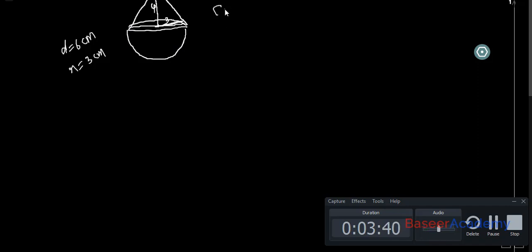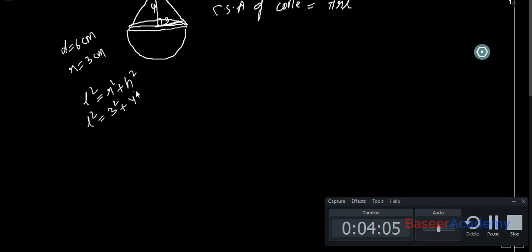First, we'll find out the curved surface area of cone. Curved surface area of cone is nothing but pi r L. We don't know the value of L, so we'll first find out the value of L. You just have to use Pythagoras theorem here, or you can just make use of this formula: L square is equal to r square plus h square. R is 3, h is 4, 3 square is 9, 4 square is 16, so L square will be 25, L will be square root of 25, which is 5. So the slant height here is 5 centimeter.